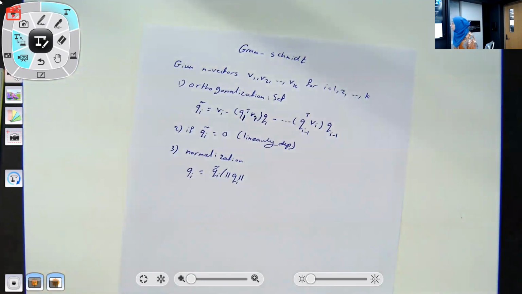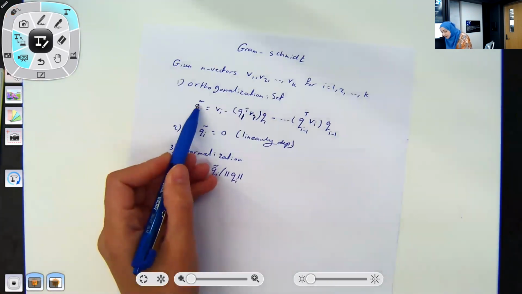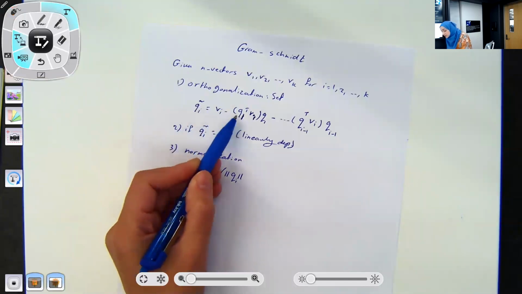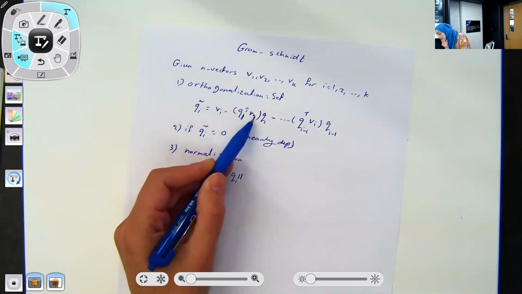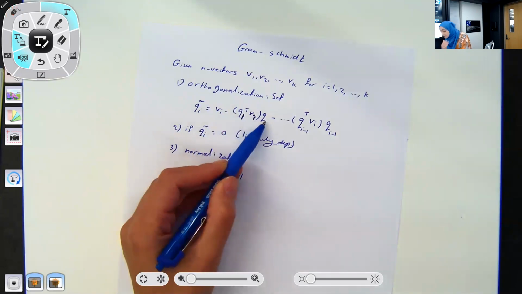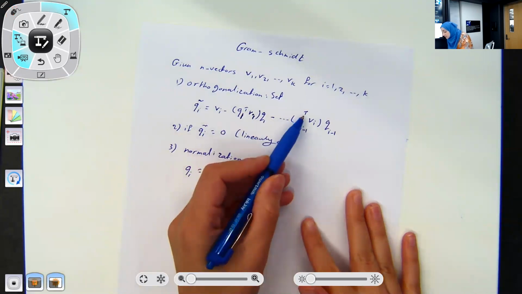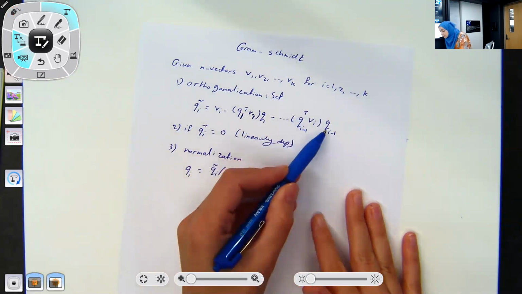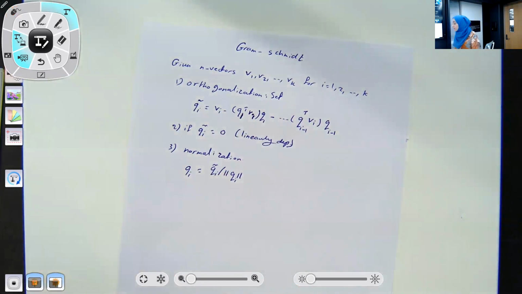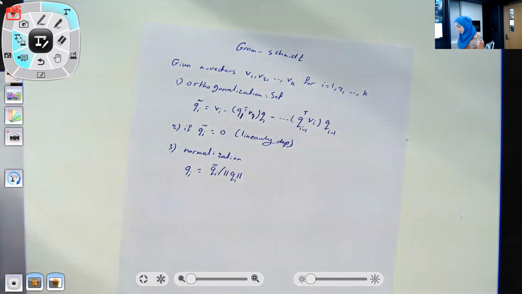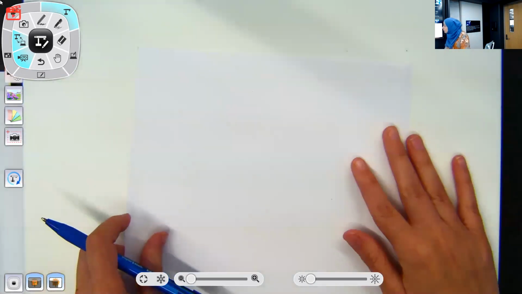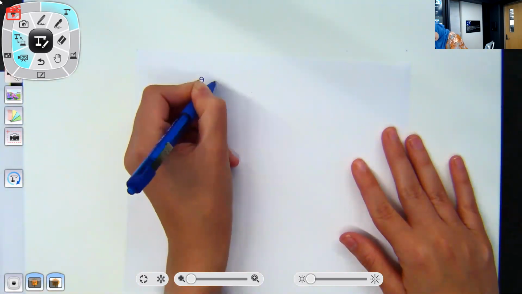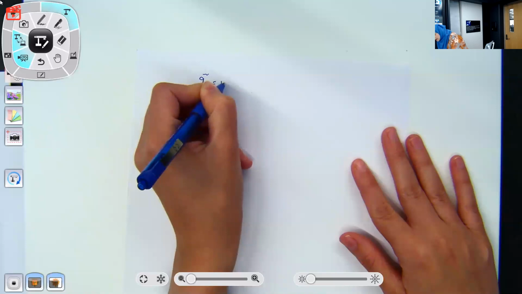Gram-Schmidt says, given n vectors v1, v2 up to vk, for i equal 1 up to k, to find the qi tilde, it equals vi minus the inner product of q1 transpose with vi, multiplied with q1, and so on up to qi minus 1 transpose times vi, multiplied with qi minus 1. Let's try to find the value of q1 tilde. After we apply Gram-Schmidt, q1 tilde equals v1.